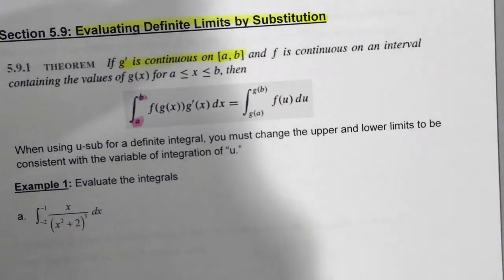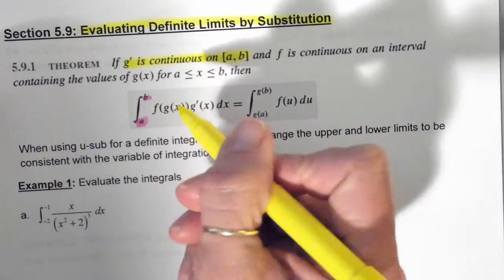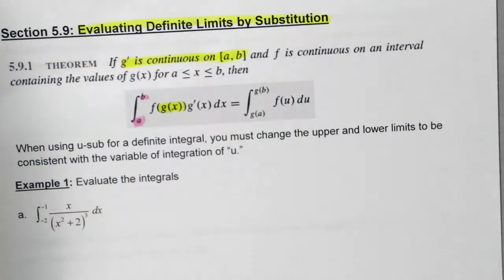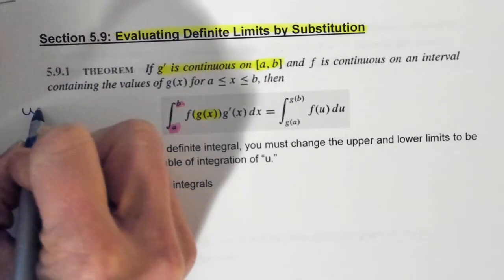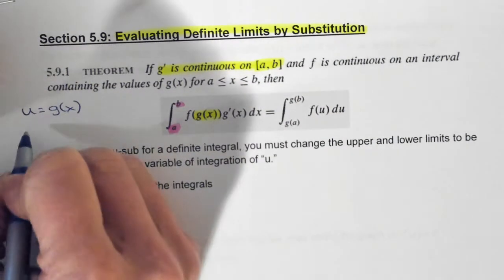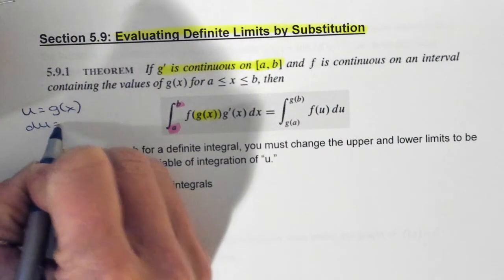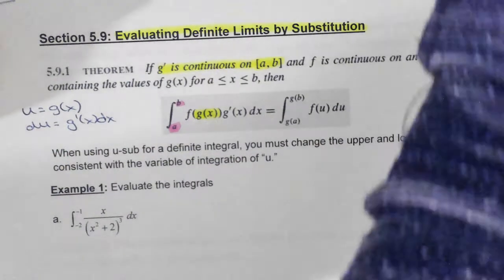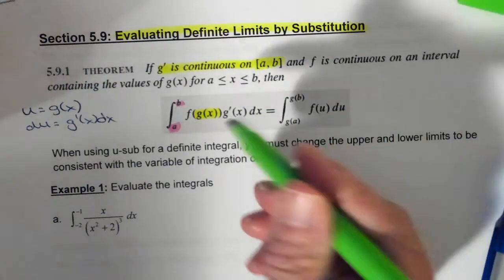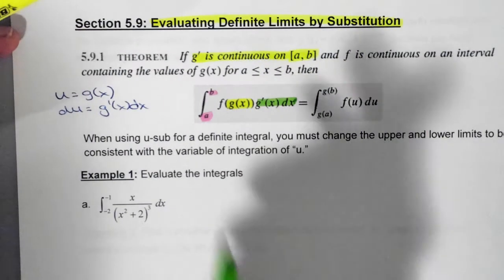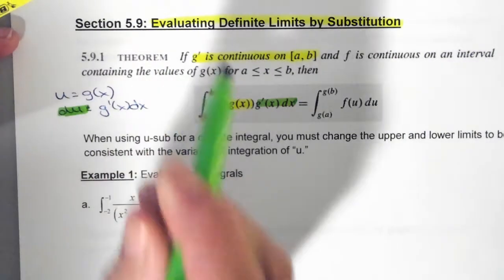All right, and you have your composite function of g of x right here. So what we're going to say is that u is equal to g of x. So then du is equal to g prime of x dx, which is what we've got right here. So this is just a review of what we've done before. So now we're going to make our substitution.